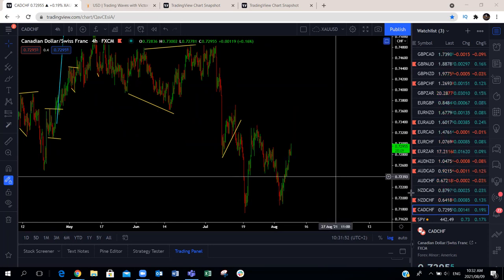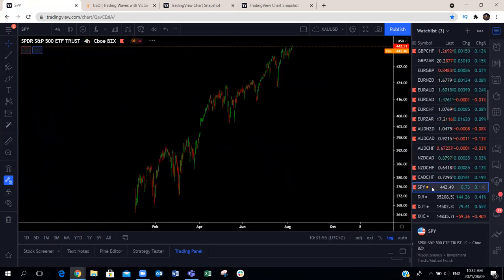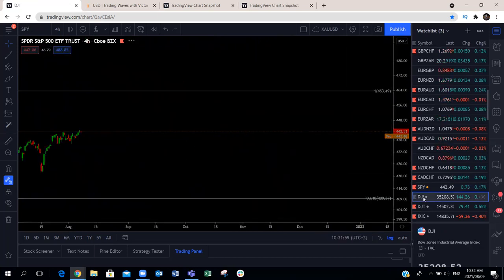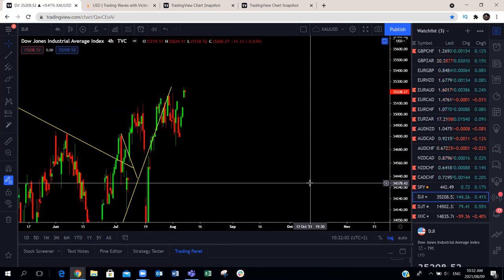Those are the Forex pairs, now the indices. Nothing has changed from yesterday. Just look for continuation patterns to the upside. I'm not even going to go through this, so nothing has changed as yet.